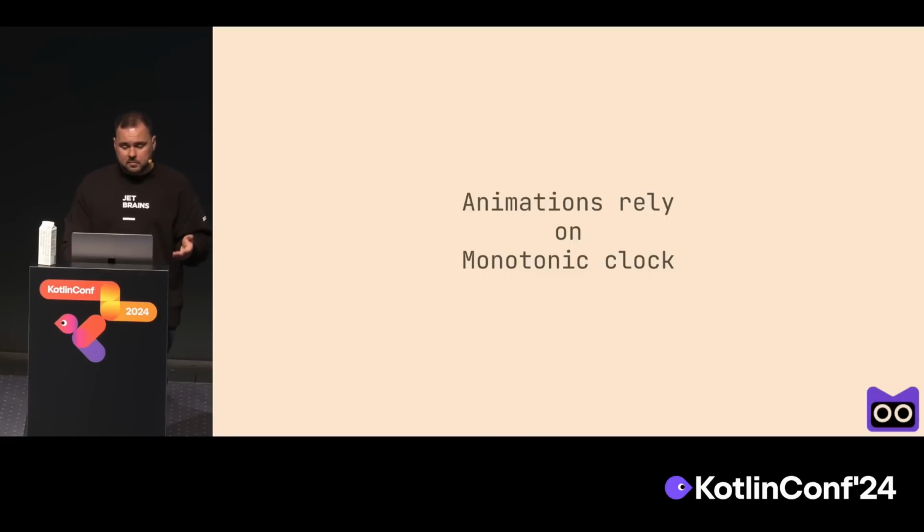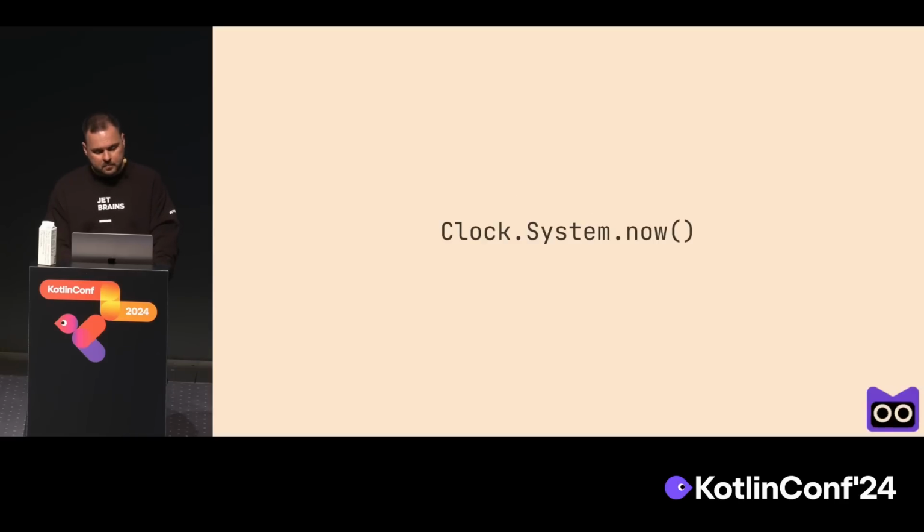When you scroll something, for example, and remove your finger, it starts to decelerate, and the scroll values are actually interpolated inside our animation machinery. And animations rely on a monotonic clock, which we move forward in order to interpolate values. So what we did is we moved the clock using the Clock System Now API.